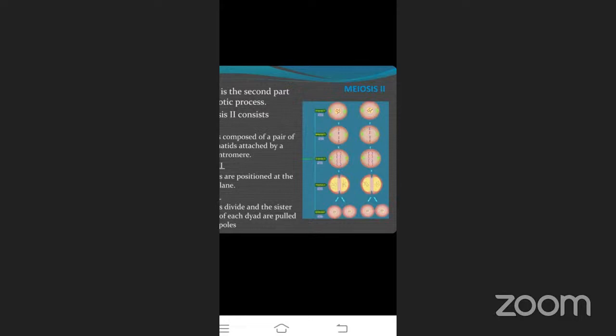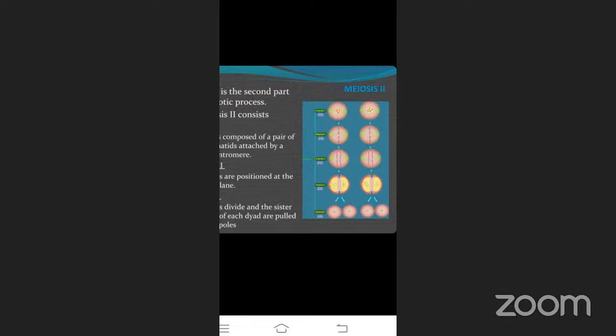Here, the significance of meiosis. Meiosis helps in the maintenance of a fixed number of chromosomes from generation to generation. It helps in the formation of gametes and sexual reproduction. Crossing over helps in the production of recombination, which results in gametic diversity, that is, genetic diversity occurs.